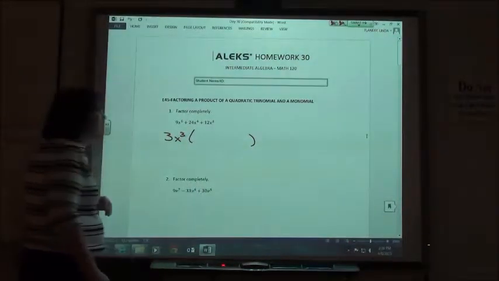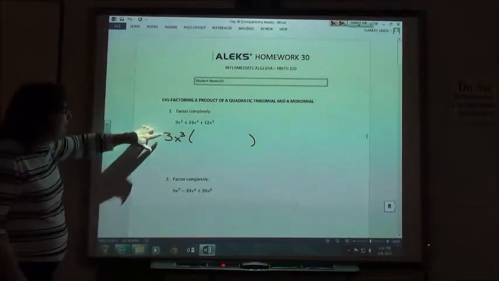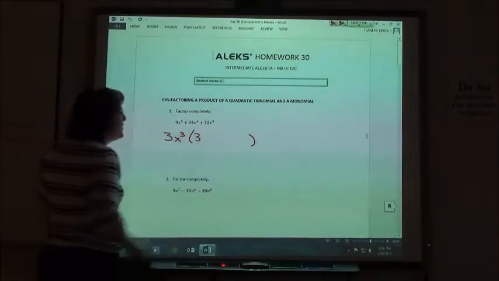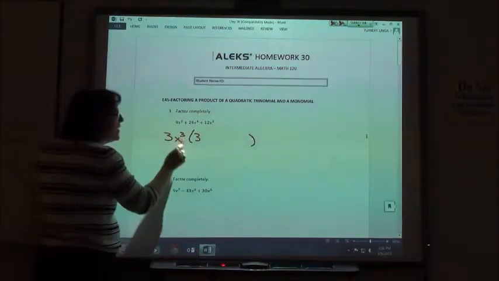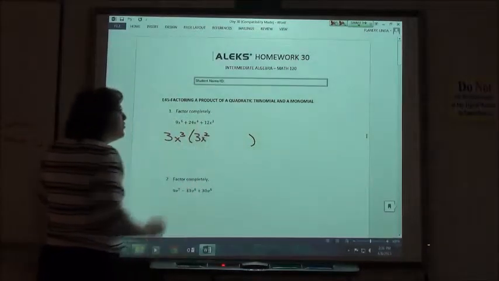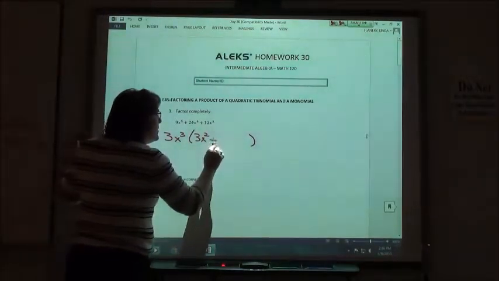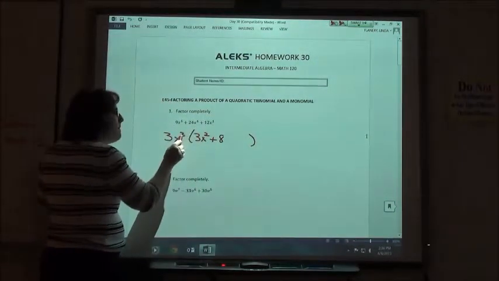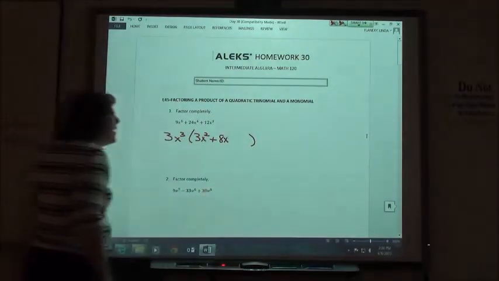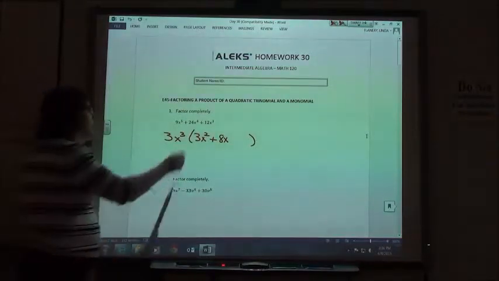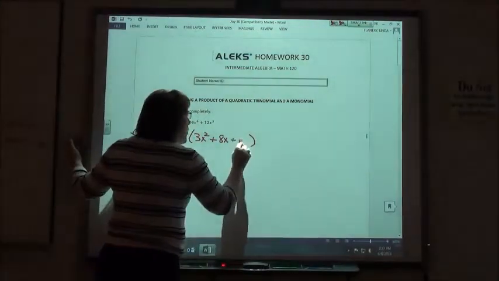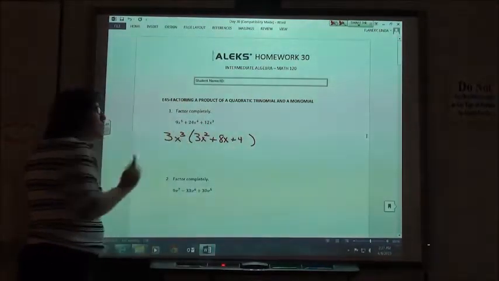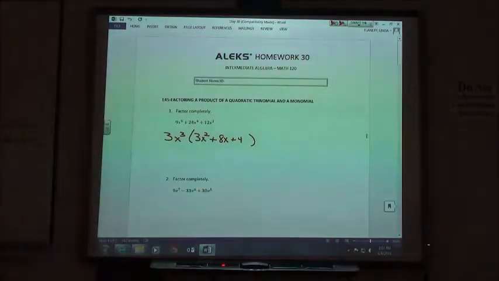I'm then going to divide that out of each term. 9 divided by 3 is 3. I subtract my exponents. 5 minus 3 is 2, so I get 3x squared. Plus 24 divided by 3 is 8. 4 minus 3 gives me 1, so I get 8x. 12 divided by 3 is 4. 3 minus 3 is 0, so I don't have any x's on the end.